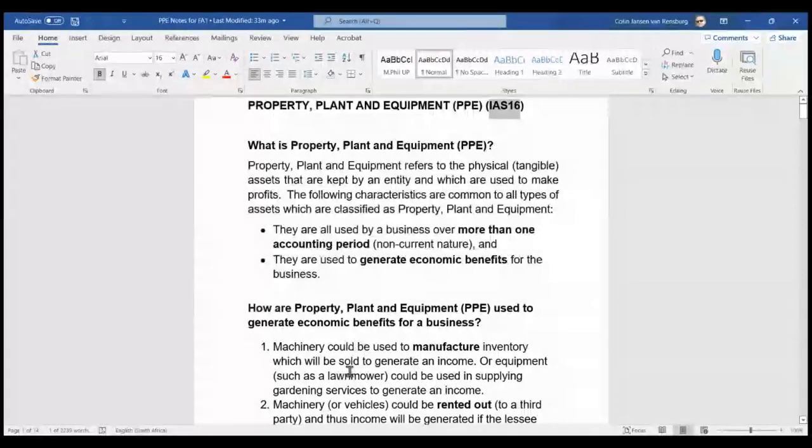Now, before we go any further, ladies and gentlemen, I want you to type a few things for me. So perhaps you can just type a few examples of what you will see as property, plant and equipment. It can either be specific items or categories of property, plant and equipment. Just a few thoughts from your side, please.